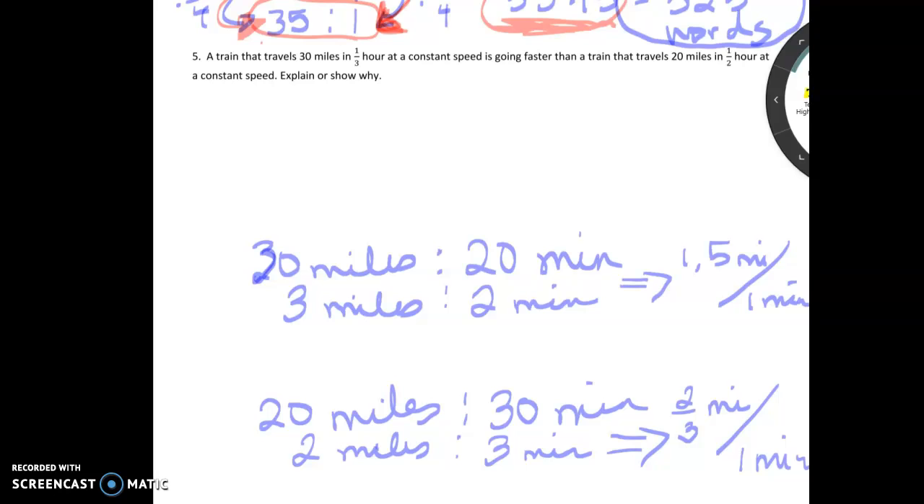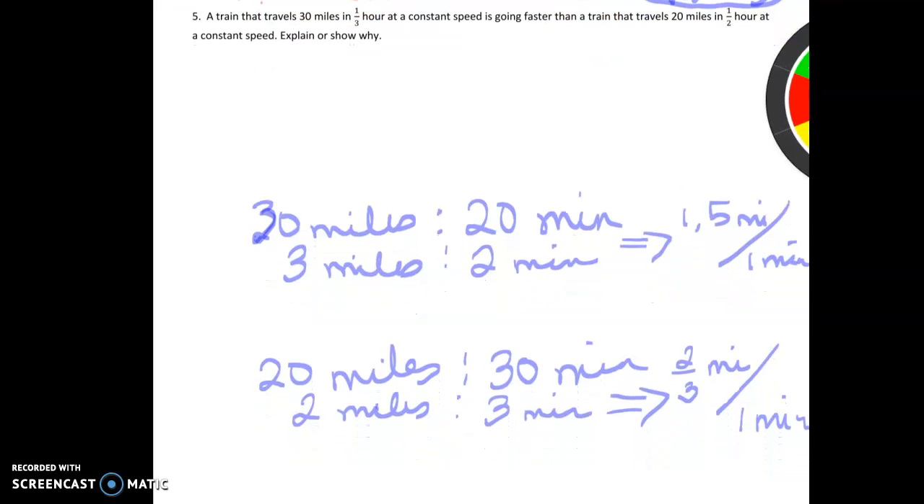All right. And the last one we're looking at is a train that travels 30 miles in 1/3 of an hour at a constant speed. And we're going to compare that to a train that goes 20 miles in 1/2 an hour at a constant speed. And it says that the first train is traveling faster, and why?